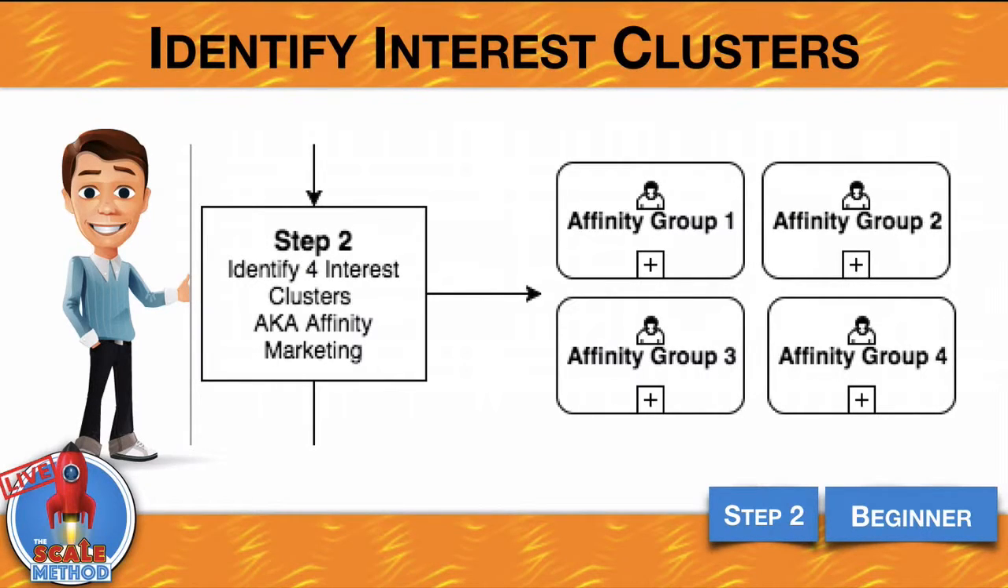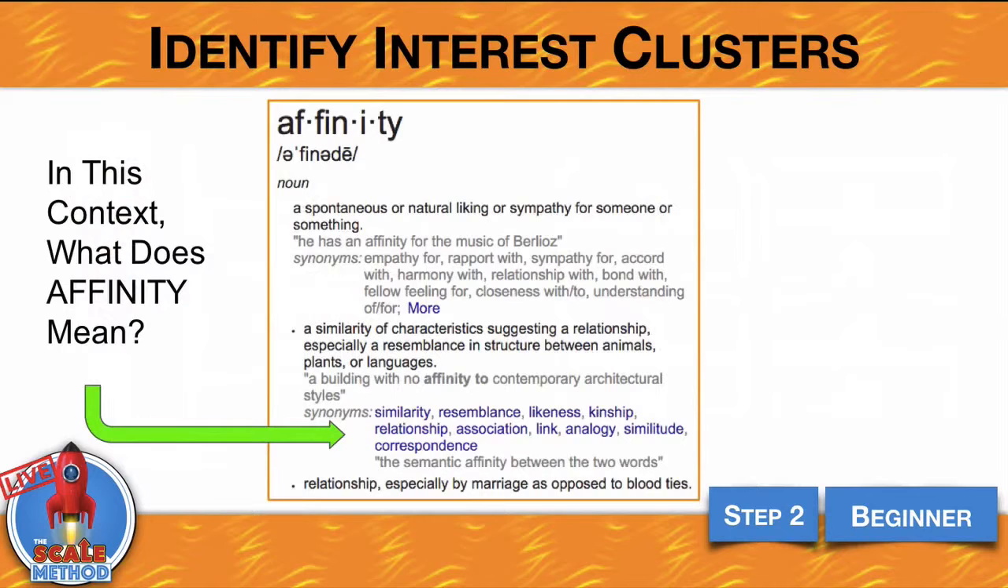What happens is once we identify who we want to market to, who that perfect avatar is, now we're going to start to identify interest clusters. And we like to call this affinity marketing. Who else may like your products and services? Let me give you a good example.